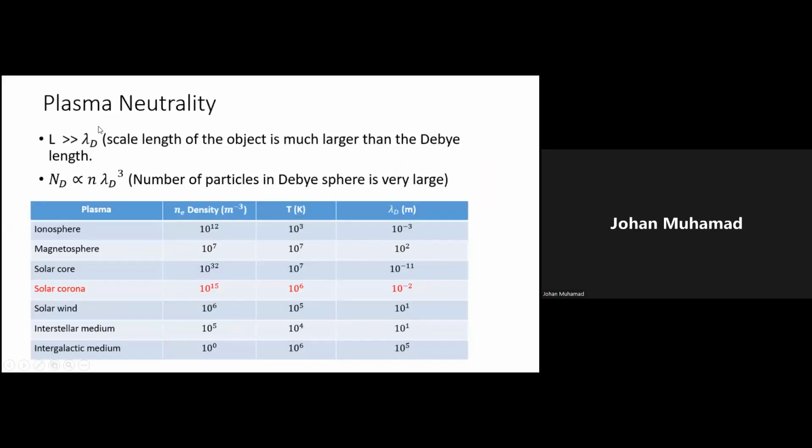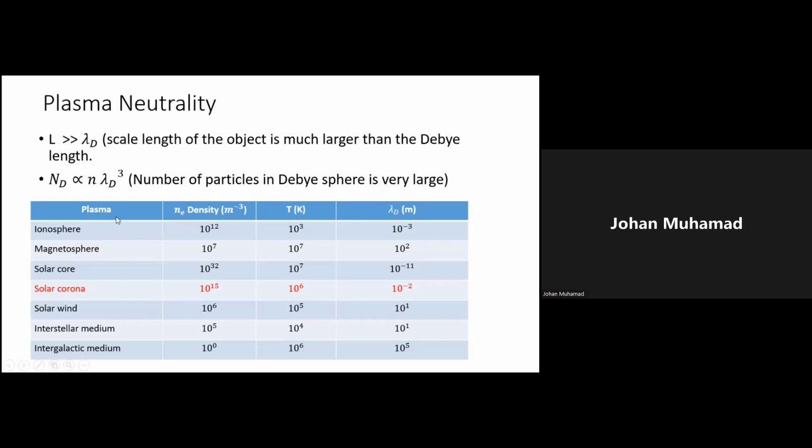And we can consider whether the plasma is neutral or not by examining the scale length of the object that we are studying. If the scale length of the object is much greater than the Debye length, then we can consider that the plasma is neutral. And we can know that the number of particles in the Debye sphere is very large because it's proportional to the cube of the Debye length, or the radius of the Debye sphere.